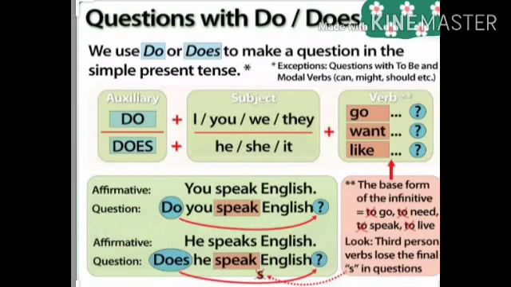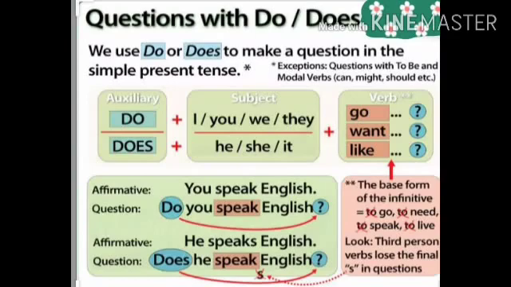The structure is auxiliary plus subject plus verb. Here the auxiliary do or does comes before the subject. With I, you, we, they we use do, then comes the verb which will remain in its root form, and with the subjects he, she, it we use does and the base form of the infinitive. Let's do some examples. You speak English. When forming the question we see that the verb is in present simple form and the subject is second person singular, so the helping verb do is used and the sentence is: Do you speak English? which ends with a question mark.